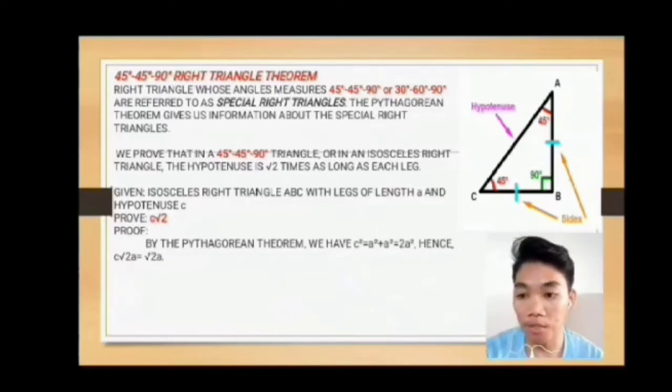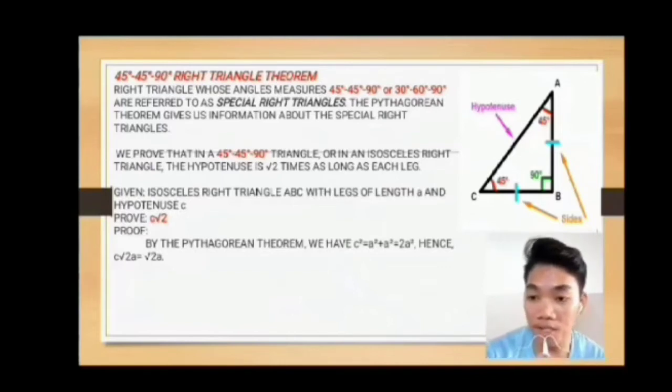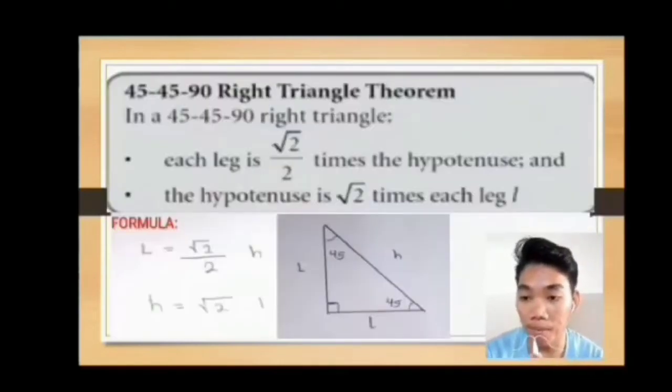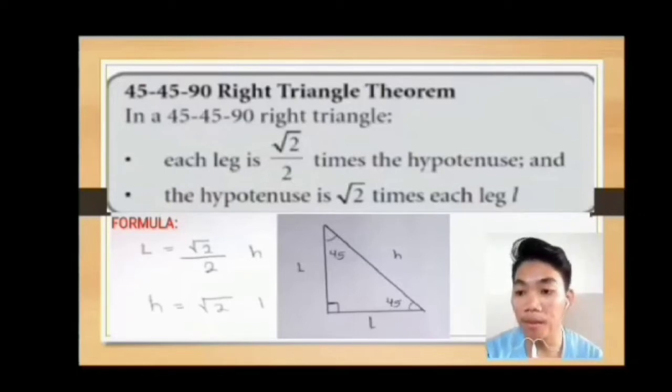So, okay, proceed na tayo sa next slide. Next slide natin is the 45-45-90 right triangle theorem. In a 45-45-90 right triangle, each leg is square root of 2 over 2 times the hypotenuse, and the hypotenuse is square root of 2 times each leg. So, ito yung formula natin.